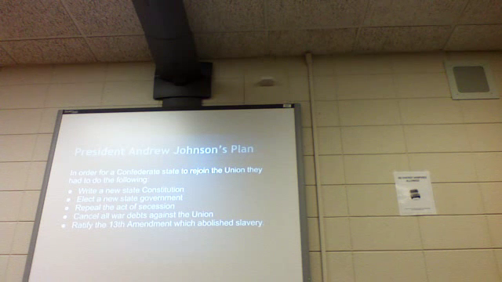Johnson's plan for his Confederate state to rejoin the Union, you don't need to memorize all the parts of this, okay? What I would do is just get the idea, the difference between what Johnson felt and what Lincoln felt. Johnson said that for a state to become a part of the Union, they had to write a new constitution, elect a new state government, and repeal the Act of Secession, so they had to say basically we were wrong to leave. They had to cancel all war debts against the United States, saying basically we're going to pay for our own mess. And they had to ratify the 13th Amendment.